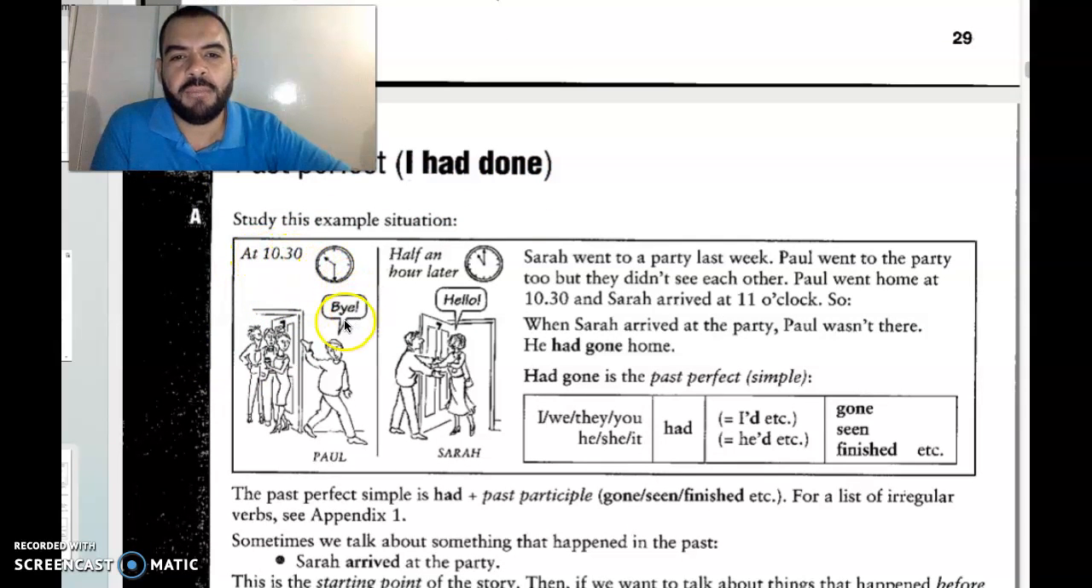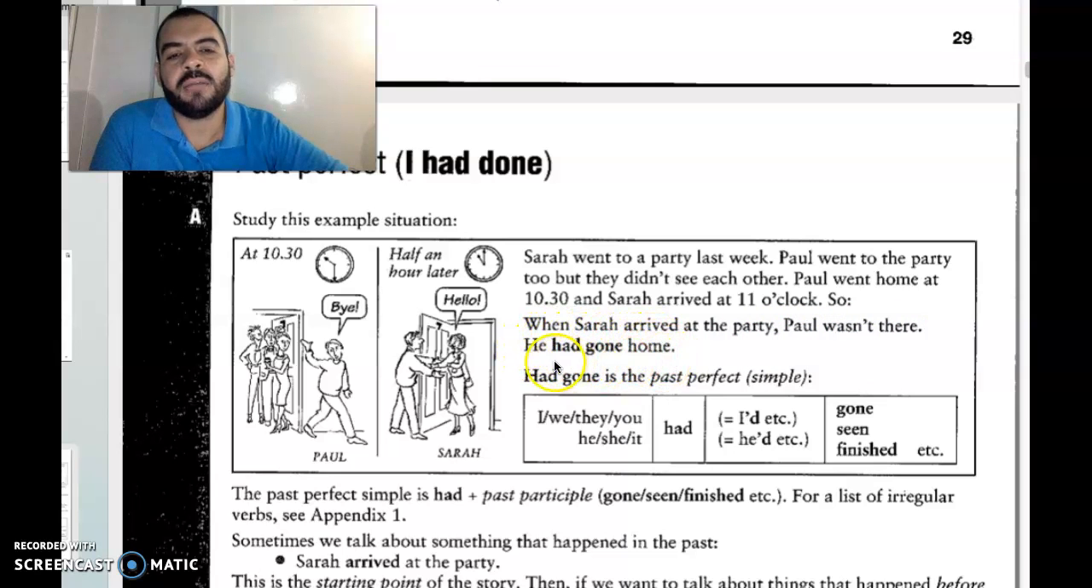At 10:30 Paul is saying goodbye. Half an hour later, they are saying hello. So you see at 10:30, and this is at 11 or so. It says Sarah went to a party last week. Paul went to the party too, but they didn't see each other. Paul went home at 10:30, and Sarah arrived at 11. That's something like the example from your book. So when Sarah arrived at the party, Paul wasn't there. He had gone home.